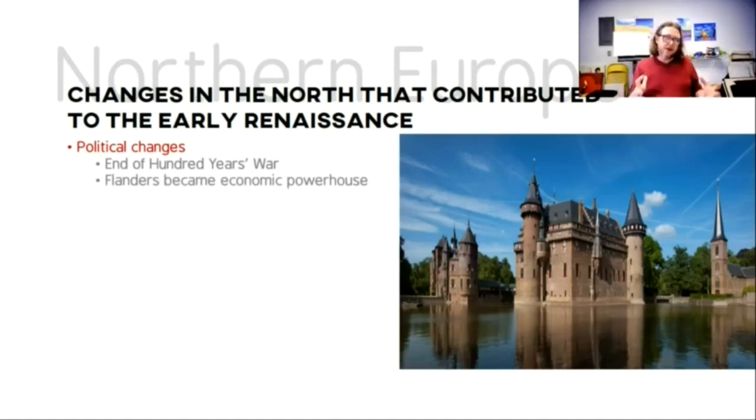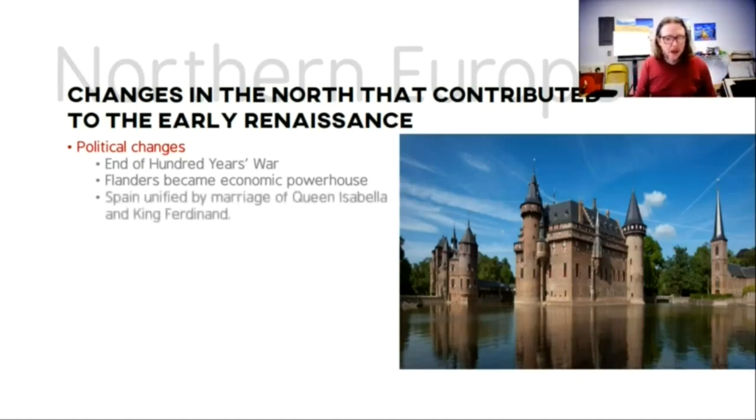Flanders, in the area that would eventually become known as Holland, in particular, this period of time is going to be the beginning of a time of economic boom for that area, and it's because of its geographic situation on the continent of Europe. Spain became unified by the marriage of Queen Isabella and Queen Ferdinand during this time. If you don't recognize those names, those would be the people who sent Christopher Columbus on his way. We're getting very close to that period of time.